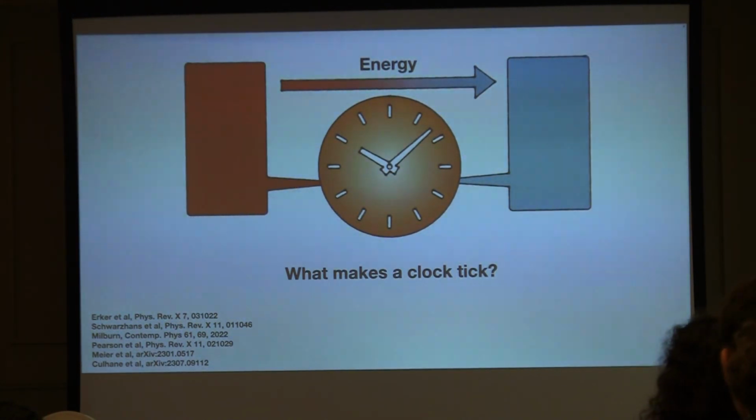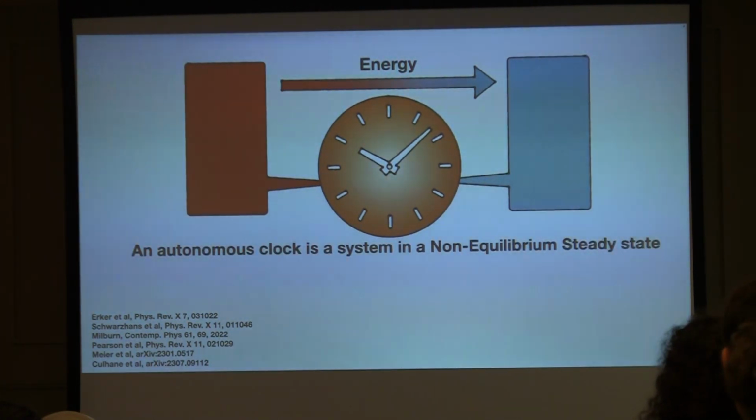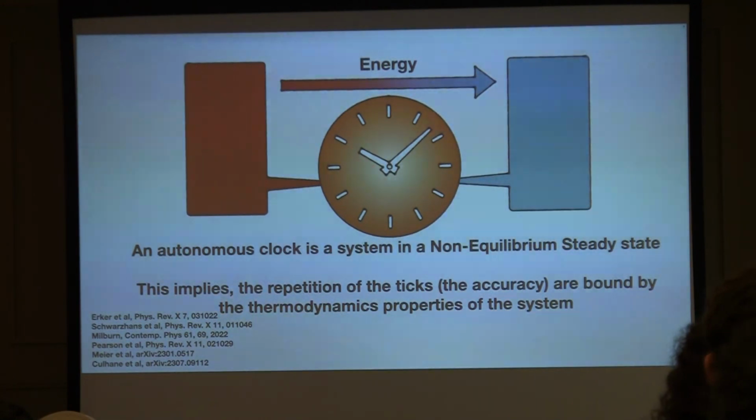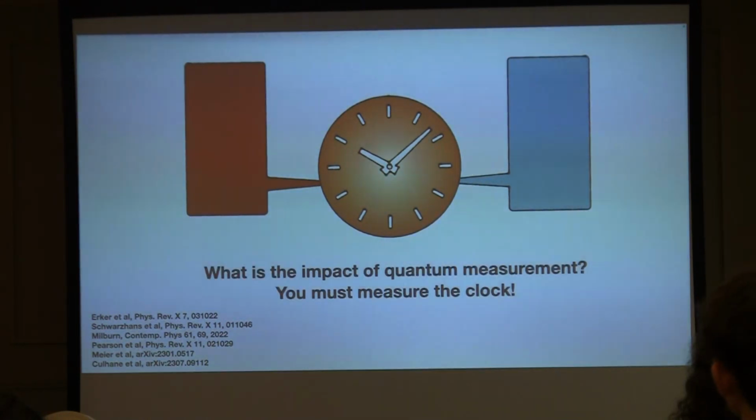This is what Jared called a limit cycle. But basically what this alludes to is that an autonomous quantum clock, one that is generated by a process like this, is in a non-equilibrium steady state. That is, as energy flows at some constant current, it causes the system to oscillate at some repeated frequency. But basically what this necessarily implies is that the repetition or the accuracy of those ticks is going to be bounded by the thermodynamic properties of that system. It's pretty intuitive that you can see how these two things would be connected.